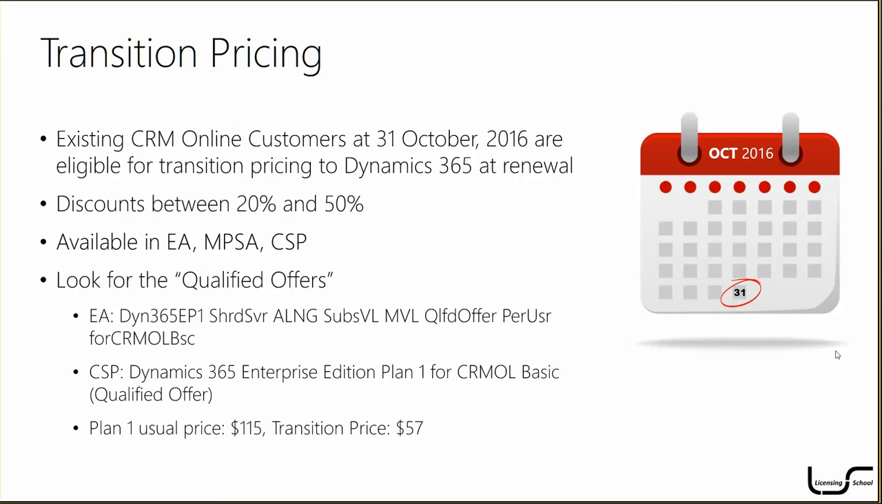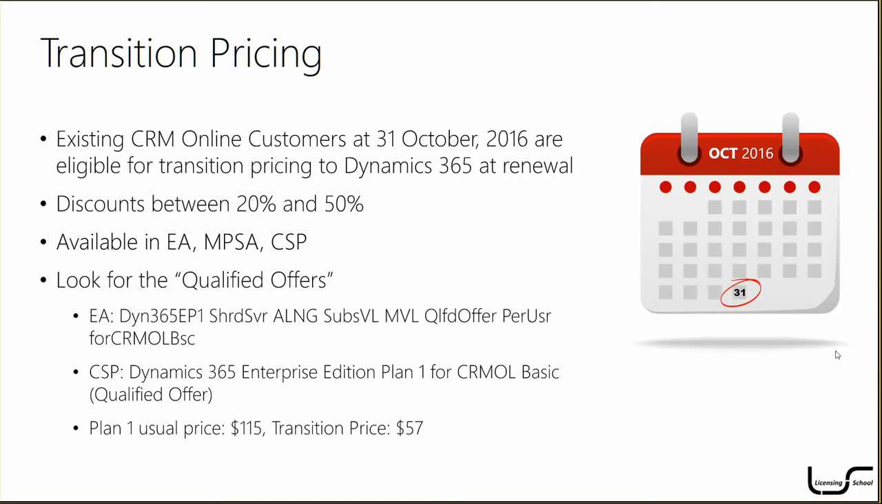So there's whole tables of if you've got this, then this is your price. So I've just chosen an example on here. But essentially, what you've got is different offers for different starting points. So this is if I start at CRM Online Basic and I want to go to Plan 1, there'll be another offer if you're starting with a different flavour of CRM Online.